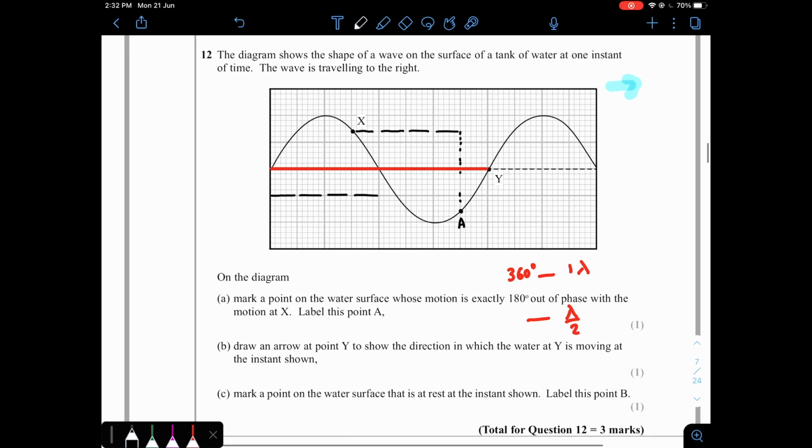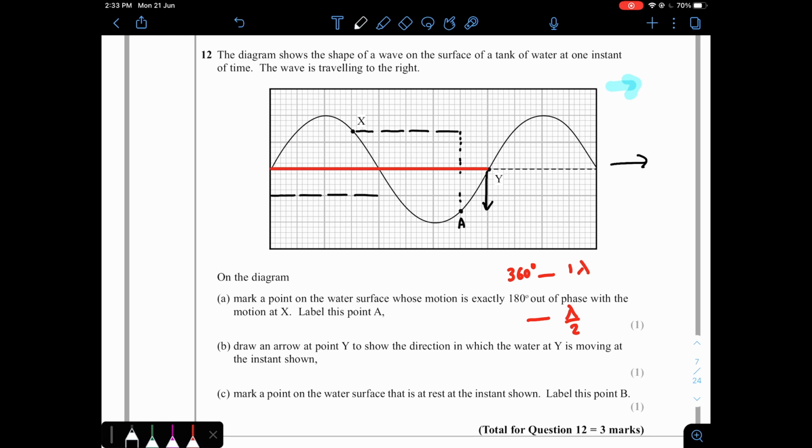Now, draw an arrow at point Y to show the direction in which the water is moving at the instant shown. It must be perpendicular, because it's a water wave traveling in this direction. Y cannot be traveling up because the wave is traveling up, so Y must be traveling downwards. Okay, now we've done that. So that's our second point.